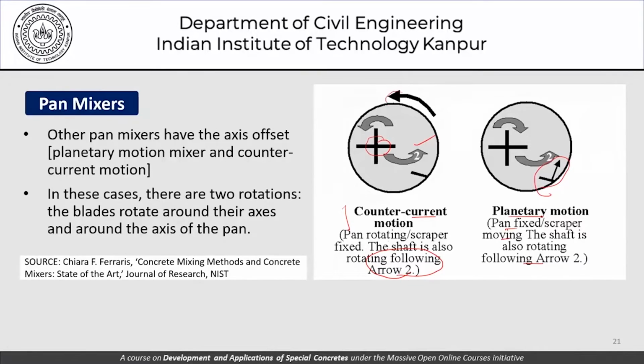So this is also something which is more easily understood if you see a video of these mixers being operated, and I'm sure there are sites where you will be able to see and understand for yourself the importance of this scraper and how different mixers, as far as a pan mixer is concerned, or for that matter the drum mixer, what is the mechanism of mixing the different ingredients, that is sand, coarse aggregate, water and cement.